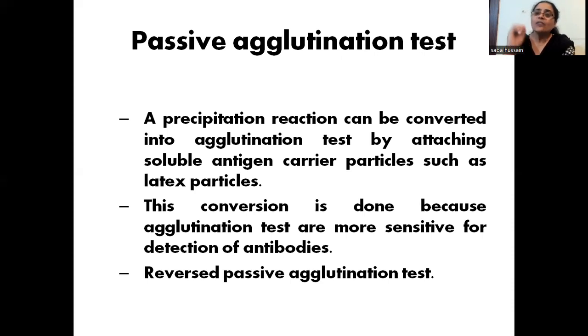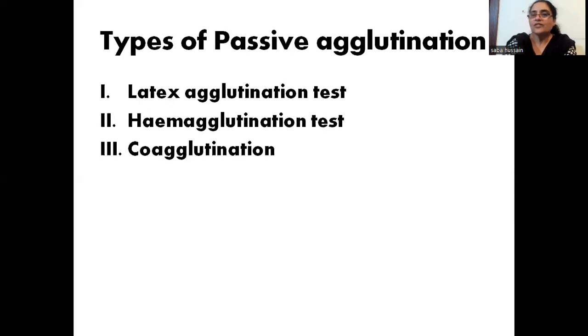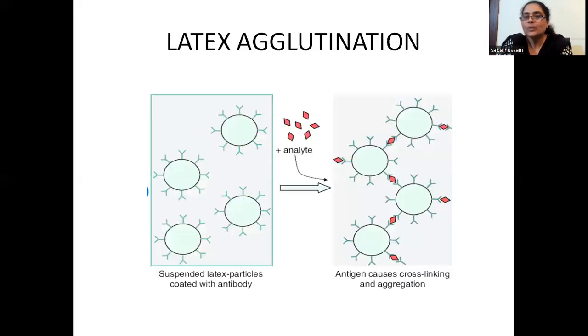Sensitivity means that if there is a lesser amount of antibodies or antigen in the sample, it can be detected. And even a reverse passive agglutination test can be done, where again you are converting particulate into soluble ones. So that is reverse passive. Now, the types of passive agglutination test are the latex agglutination test, heme agglutination test, and co-agglutination test. Let us talk about them individually.